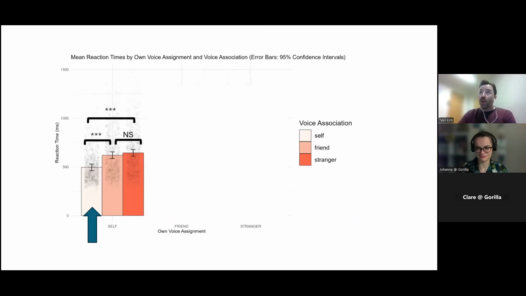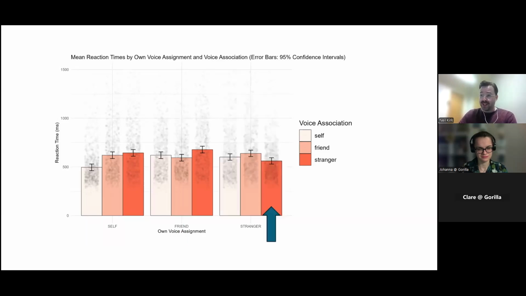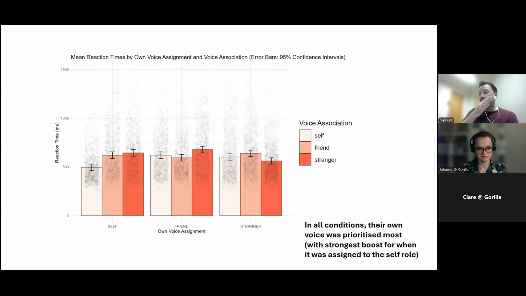In the group whose own voice was assigned to friend, but they were given a new voice as the self, we found that the real voice was faster than the stranger, and it was also faster than the new self-associated voice. Likewise, we found the same thing in the group whose own voice was assigned to stranger. It was faster than both the friend and the self voice. Essentially, in all conditions, the participant's real voice was prioritized.